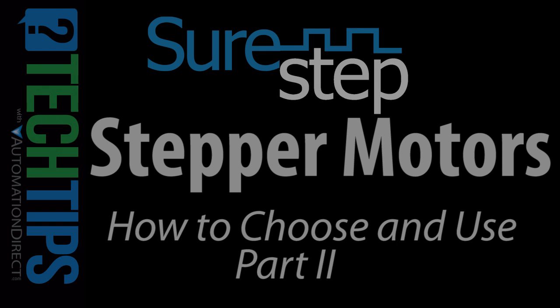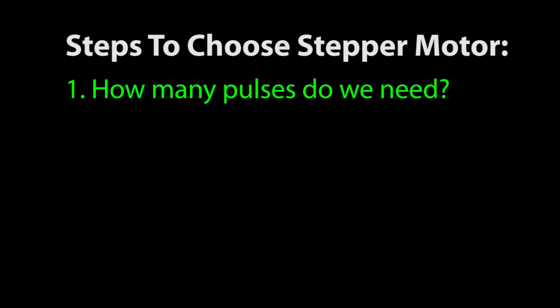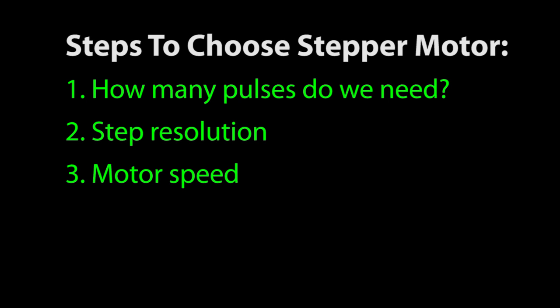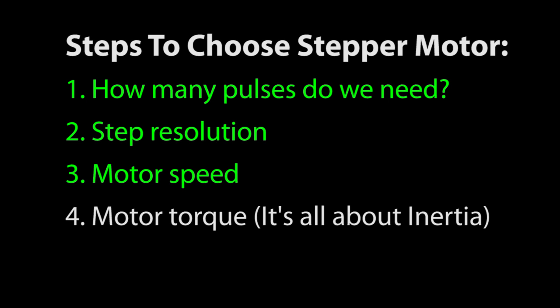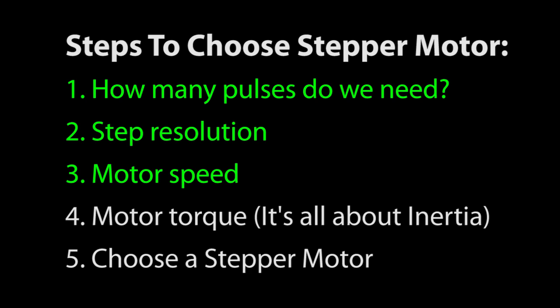Welcome back. In part 1, we saw it was pretty easy to calculate the number of pulses needed, the step resolution, and the motor speed. In this video, we'll learn how to calculate the torque required and then use that and the motor speed to select a motor. We'll also take a look at how to use all that information to do the exact same thing for other types of mechanisms.